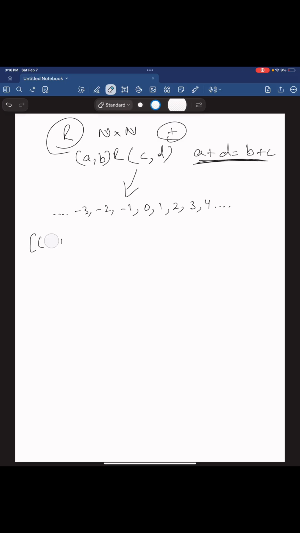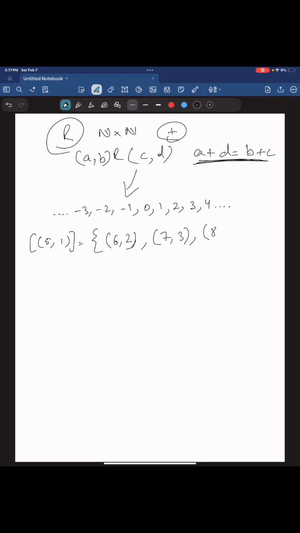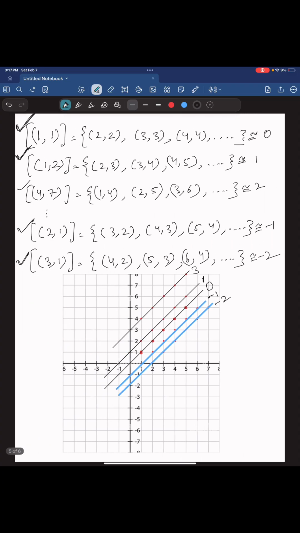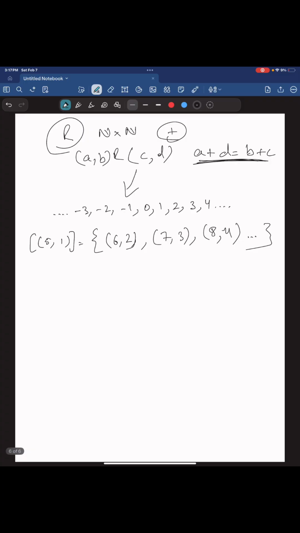This doesn't look like 5, pardon my handwriting. 5, 1. So this equivalence class would be like 6, 2, 7, 3, 8, 4, and so on. If we notice one thing, and if you also notice this thing, this is nothing but b minus a equals d minus c. So the 2 points are related to each other.